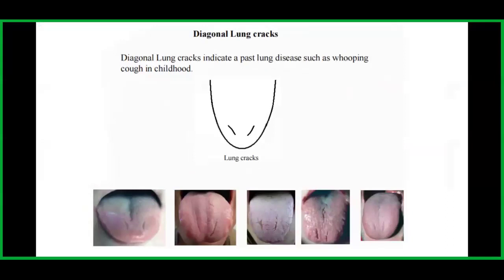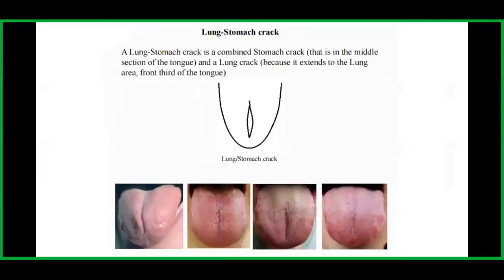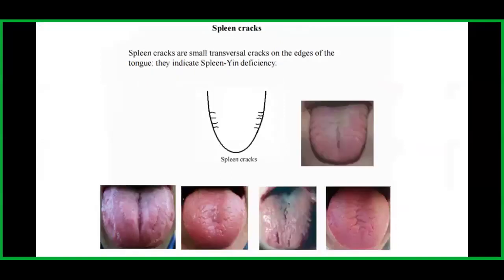A lung stomach crack is a combined stomach crack that is in the middle section of the tongue, and a lung crack because it extends to the lung area where the front third of the tongue is. Spleen cracks are very small transversal cracks on the edges of the tongue. They indicate spleen yin deficiency.